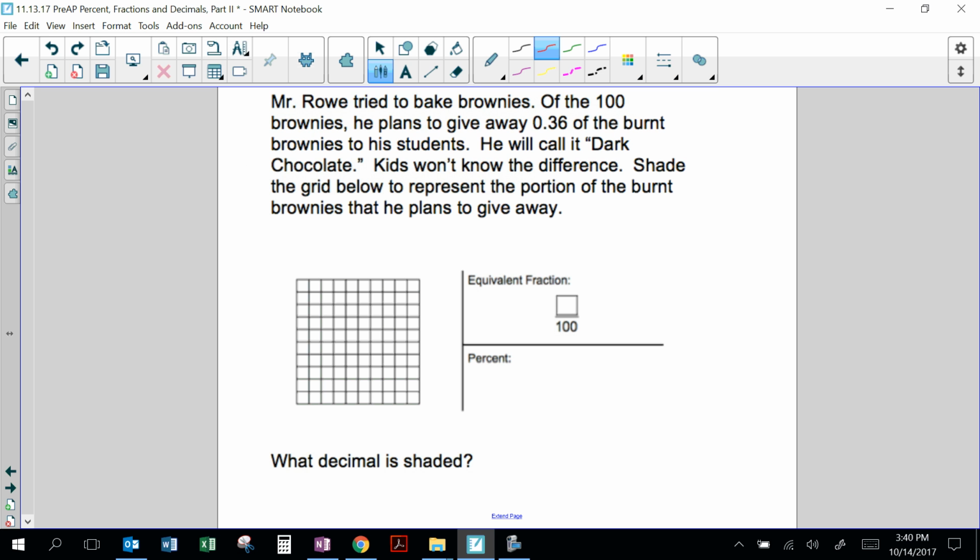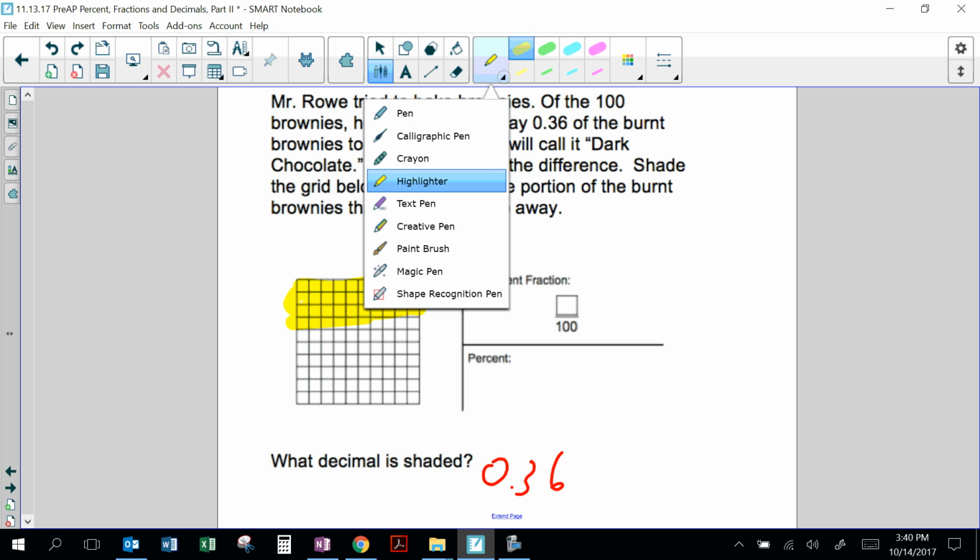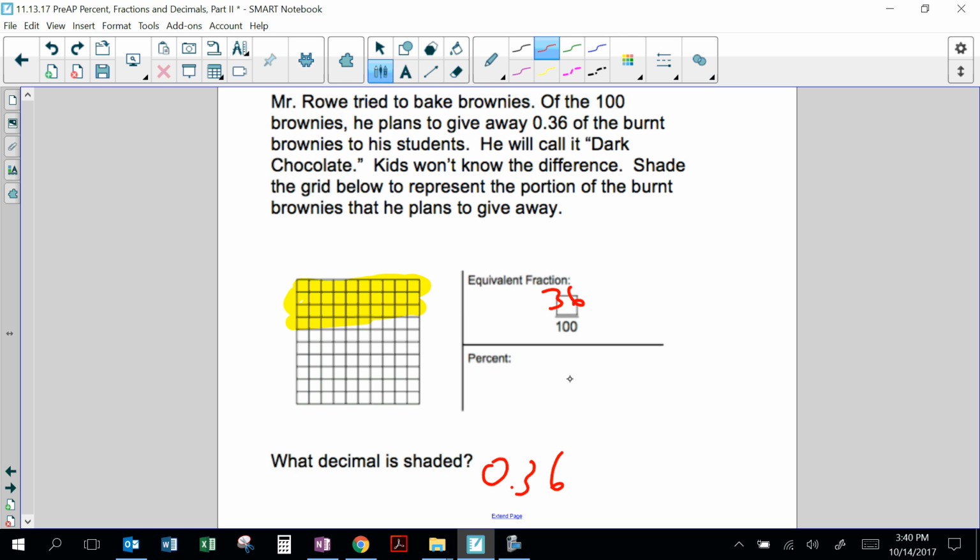Mr. Rao tried to break brownies. Of the 100 brownies, he plans to give away 36 hundredths of the burnt brownies to a student. He will call it dark chocolate. Kids won't know the difference. Dark chocolate is bitter. Shade a grid below to represent the portion of the burnt brownies that he plans to give away. So using my highlighter, I will shade in tenths, 20 hundredths, 30 hundredths, 35, 36 hundredths. So he plans to give away 36 hundredths or 36% of his brownies.